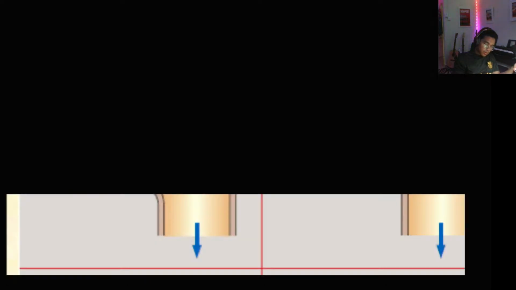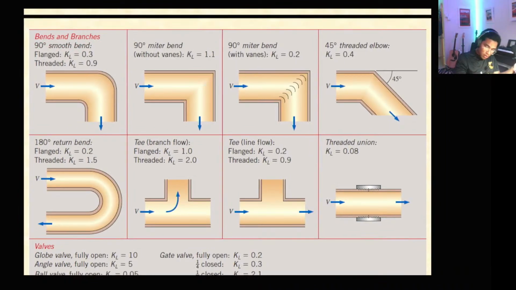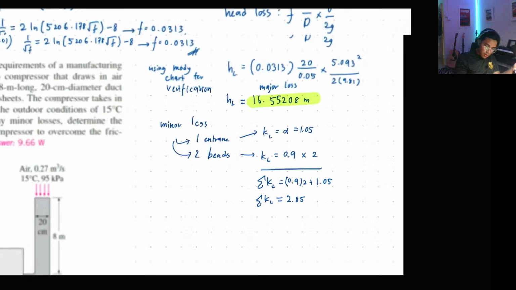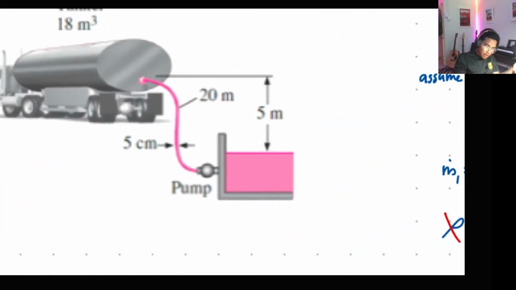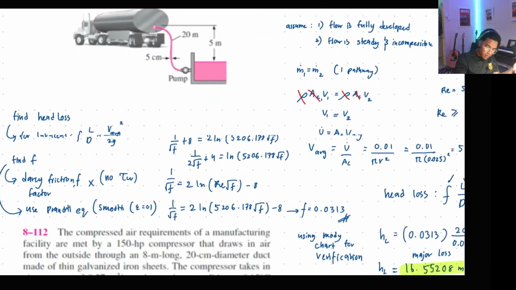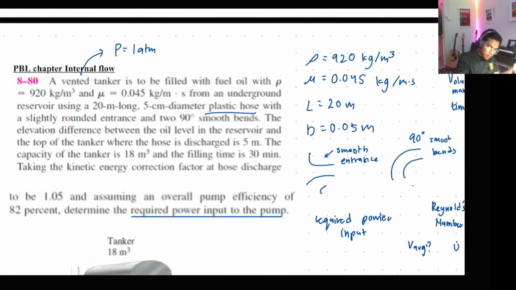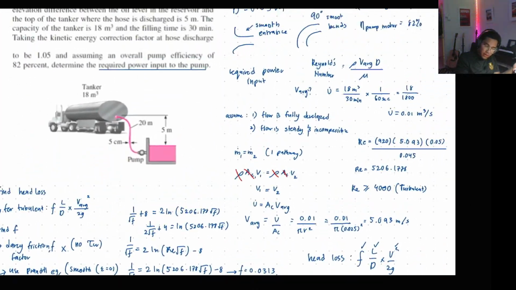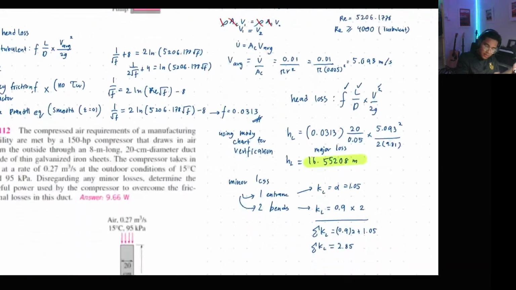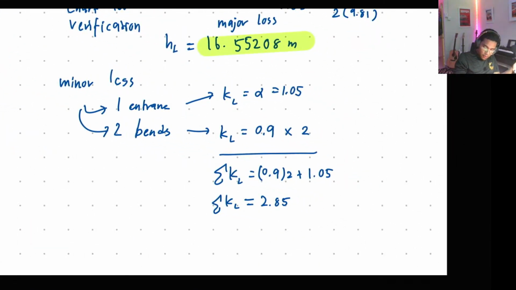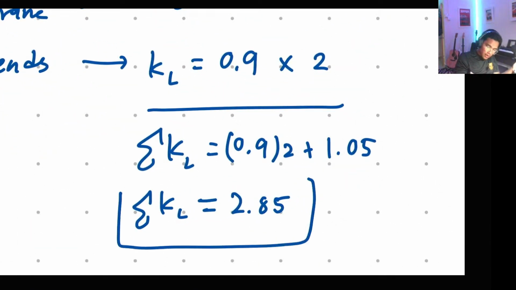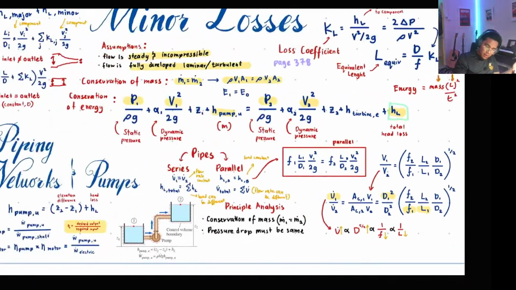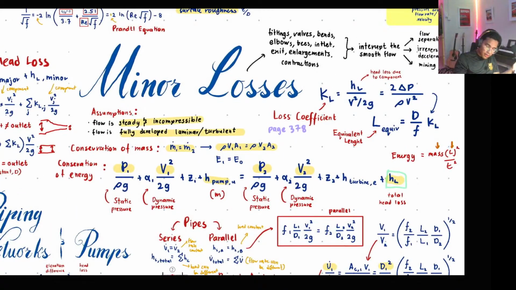Okay, betul. How do we know if it's threaded or not threaded? Because kat sini dia tak tunjuk apa. Okay, tak apalah. Kita tuliskanlah. So remember this minor losses. Okay. So mana minor losses? Ni dia minor losses.